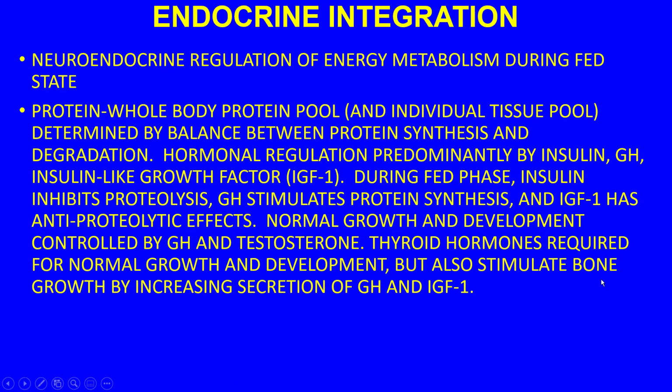Now, what about protein? Whole body protein pools and the individual tissue pools are determined by the balance between protein synthesis and degradation. Hormonal regulation is predominantly by insulin, growth hormone, and insulin-like growth factor, IGF-1. During the fed phase, insulin inhibits proteolysis. Growth hormone stimulates protein synthesis, and IGF has anti-proteolytic effects. Normal growth and development are controlled by growth hormone and testosterone. Now, thyroid hormones are required for normal growth and development as well, but they will also stimulate bone growth by increasing the secretion of growth hormone and IGF-1.